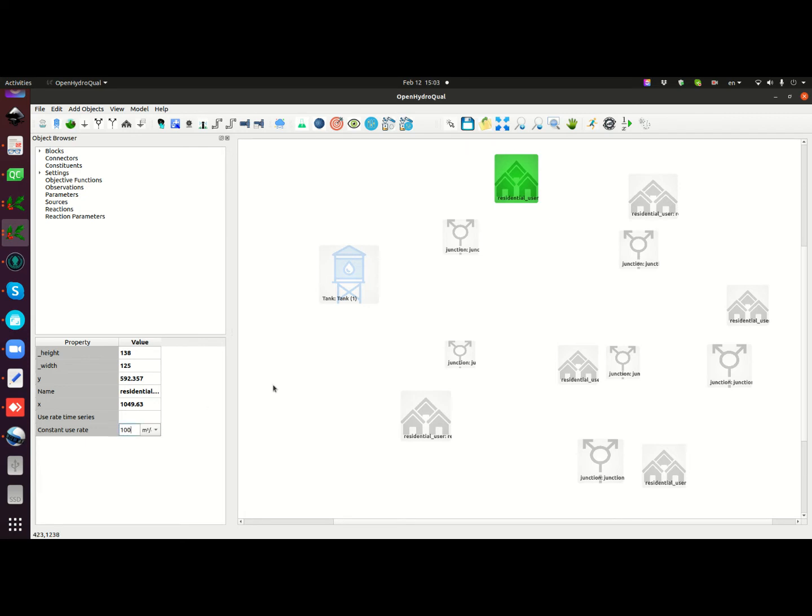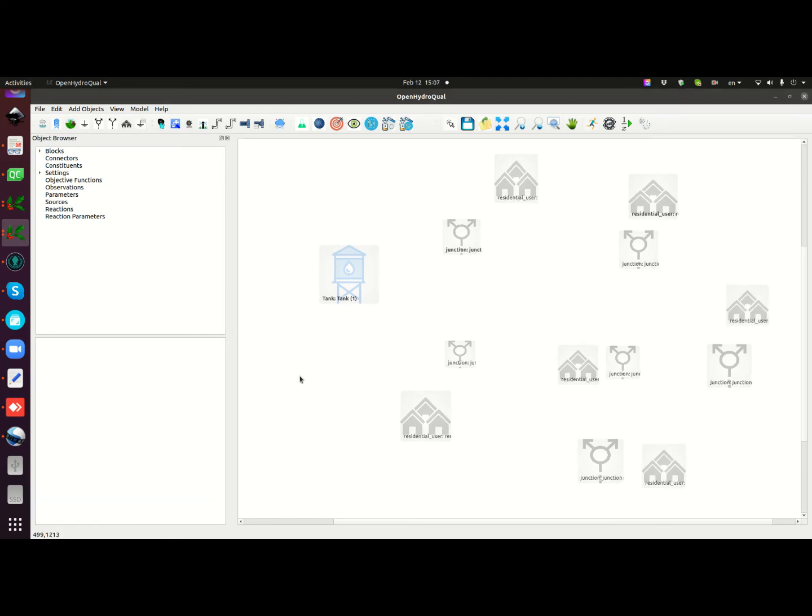So I'm going to enter 1,000 right there, and then I'm going to pick other users, and I'm going to assign this 1,000 cubic meters per day consumption. So that one is going to be 1,000, and that one is going to also be 1,000.